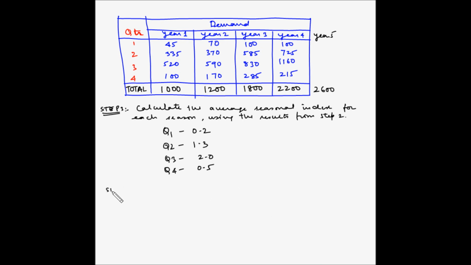So step number 4 says that calculate each season's forecast for the next year. And in order to do that, we have to first find the average demand per season for the next year, and then obtain the seasonal forecast by multiplying the seasonal index by the average demand per season.